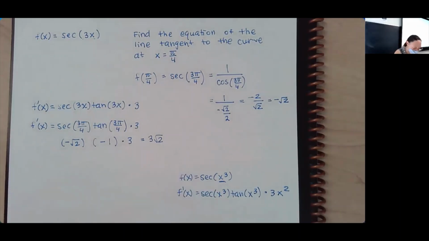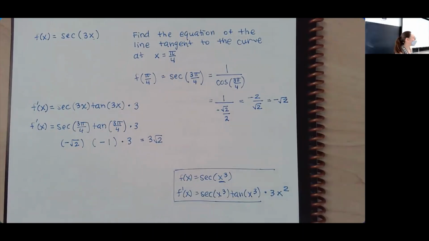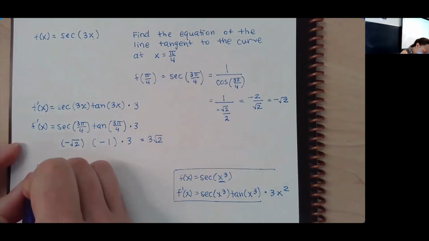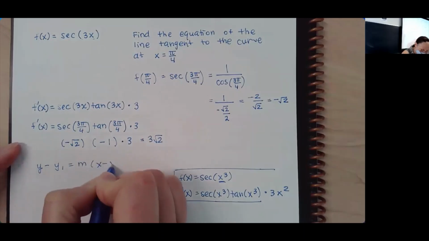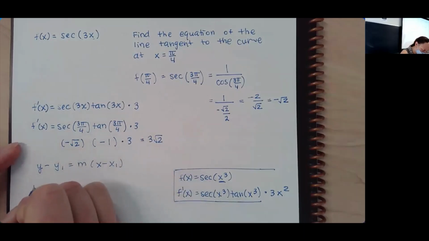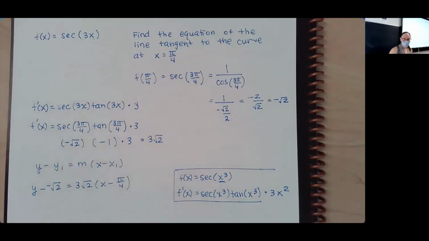So now I'm ready to actually write out our tangent line equation. Going back to our form, y minus y1 equals m times x minus x1. So I would have y minus negative square root of 2 is equal to 3 square root of 2 times x minus pi over 4. And I would walk away. So you could take the minus and minus and write that as a plus if you want.